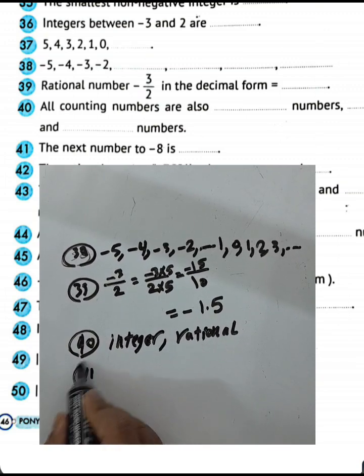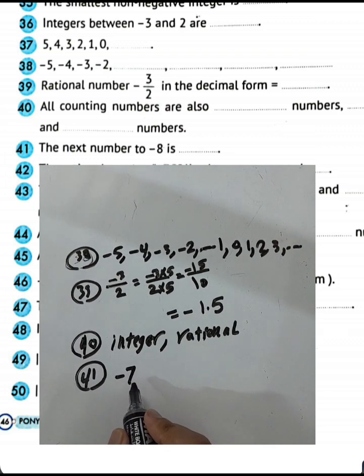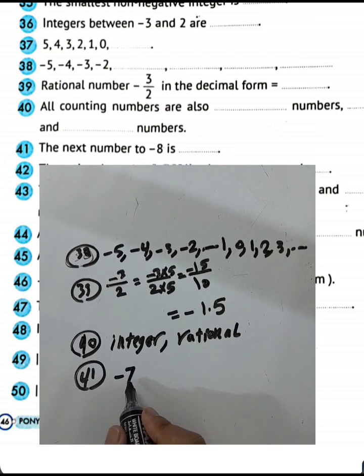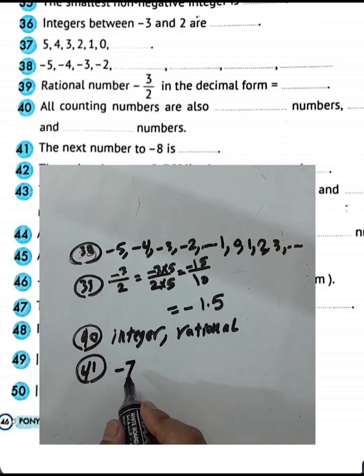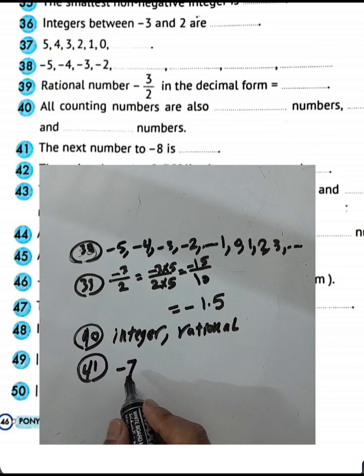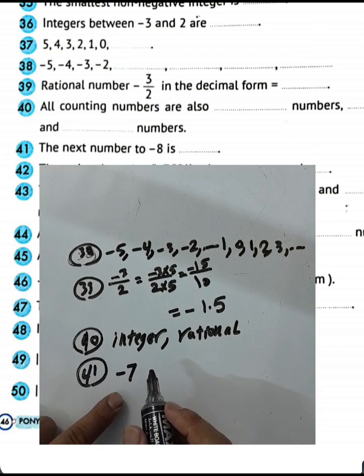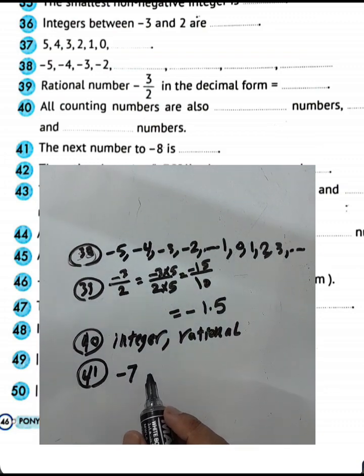Question 41. The next number of -8 will be -7. We must add 1 to the number to find the next. But if you want to find the number before -8, you must subtract 1 from -8. The result will be -9. So in this example, we want the next number of -8. It will be -7.